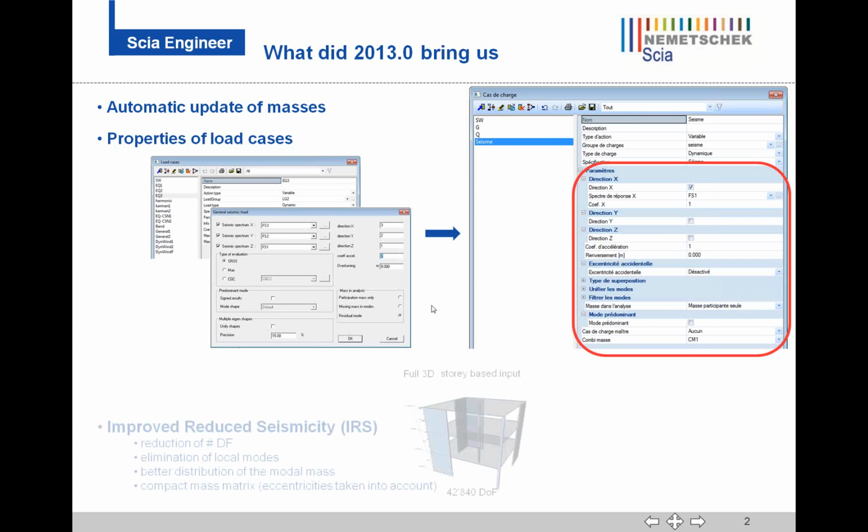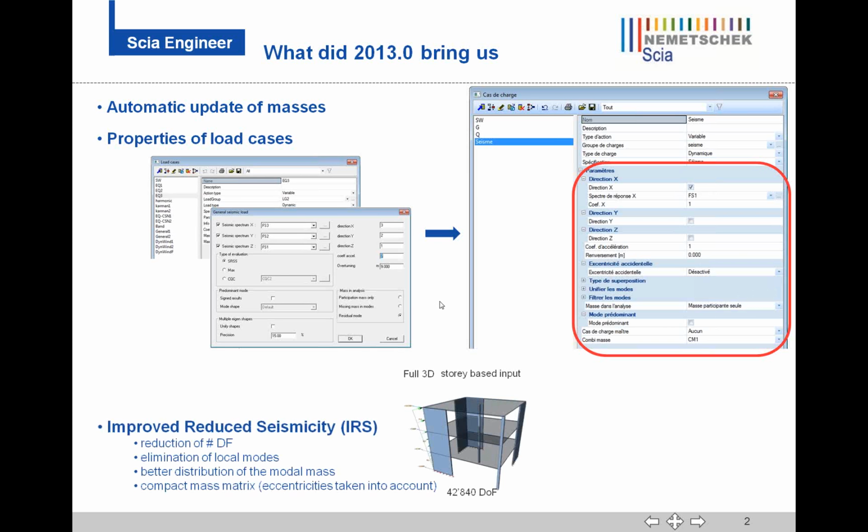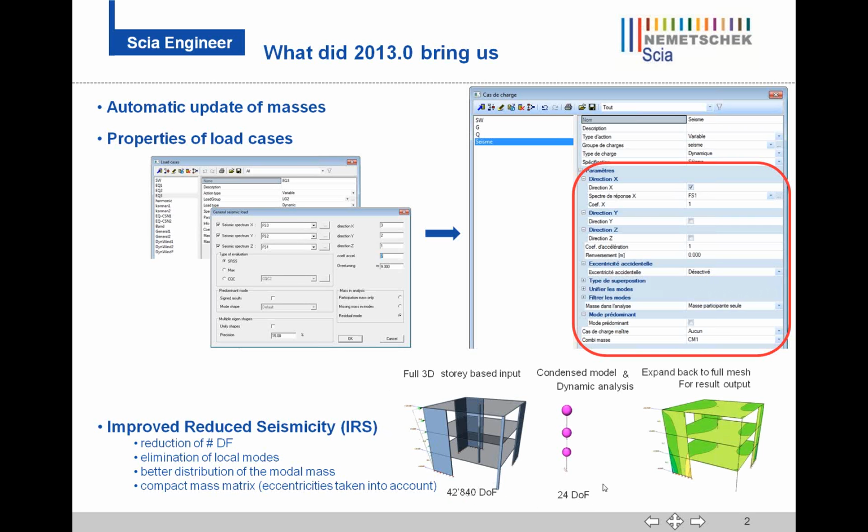We also introduced the improved reduced seismicity, which is in fact an approach where you reduce the building into, let's say, a member model, a bar model with reduction of the masses per story into nodes, which allows you to reduce the number of degrees of freedom considerably. In this example, you see that we go from about 42 degrees of freedom to 24. And this allows you to do a first run of the seismic analysis on your building, because it's typically a functionality which applies to buildings.